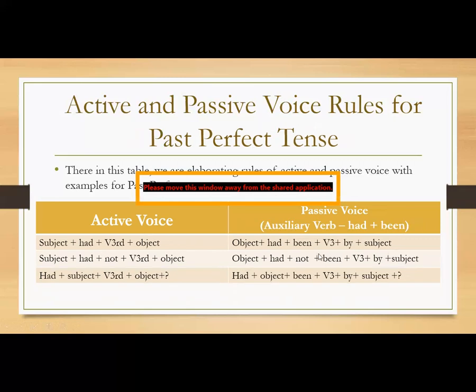The auxiliary verb, the passive helping verb, remains the same, had, but the addition is of been. The sentence will be: she had built a house. A house had been built by her. Same in negative and interrogative.